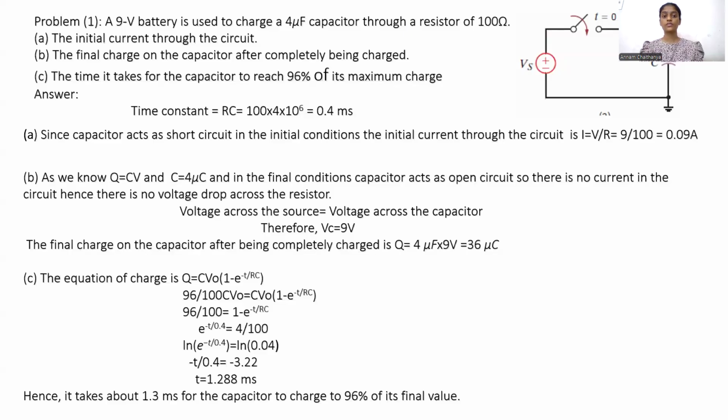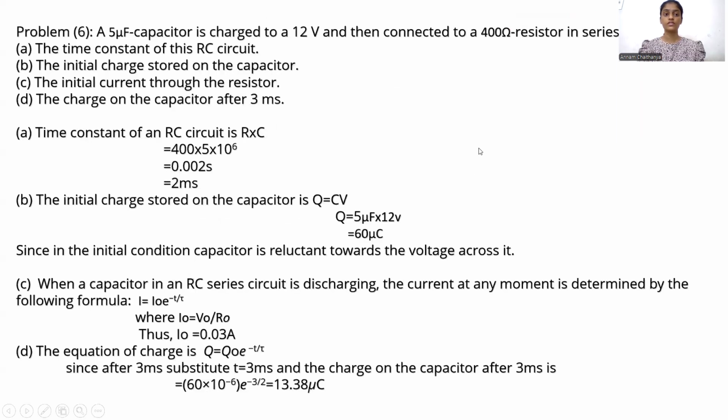So, moving to the next question. The third question is: a 5 microfarad capacitor is charged to 12 volts and then connected to a 400 ohm resistor in series. That means the capacitor has capacitance 5 microfarad and is already charged to 12 volts. It is then connected to a 400 ohm resistor in series. That means it is a case of discharging of the RC circuit.